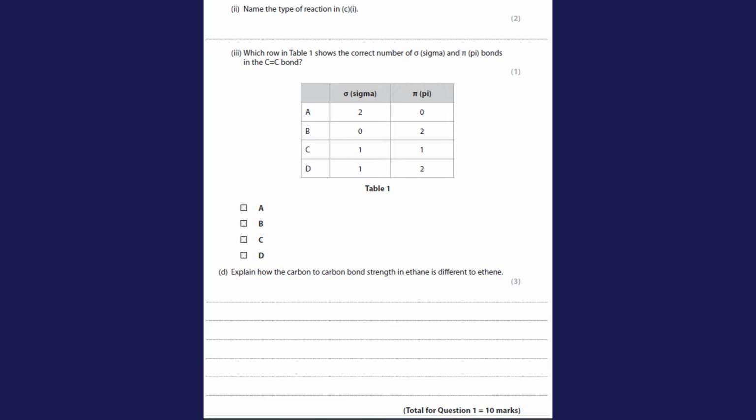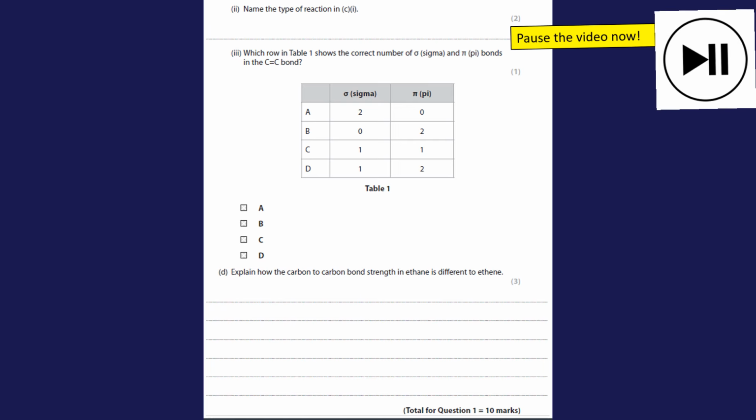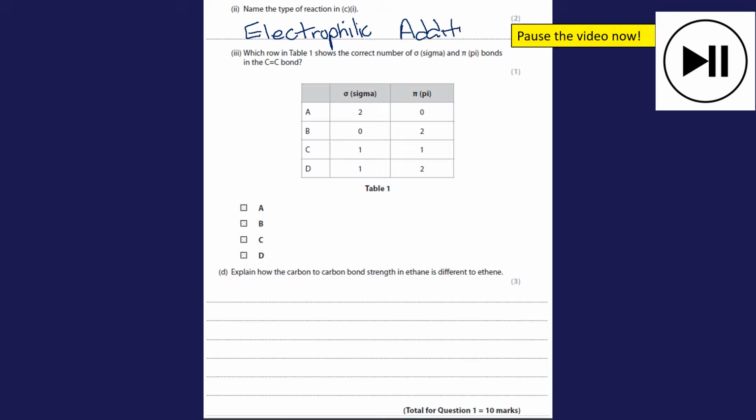Next part then, the rest of question 1, and this is the final 6 marks. As always, pause the video, and when you're ready to hear the answers, unpause. The type of reaction was electrophilic addition. So it's the electrophilic addition reactions of alkenes. 2 marks: I get 1 mark for the word electrophilic and 1 mark for the word addition.